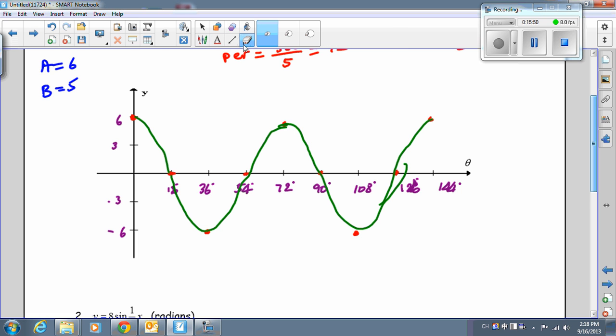Don't be like me. If it goes through the points, that would be wonderful. All right. Once again, if it's a cosine function, it starts up here. Sine function, it starts usually at the middle. Cosine can also start on the bottom.